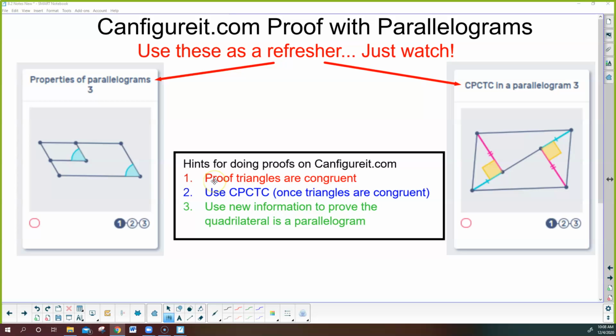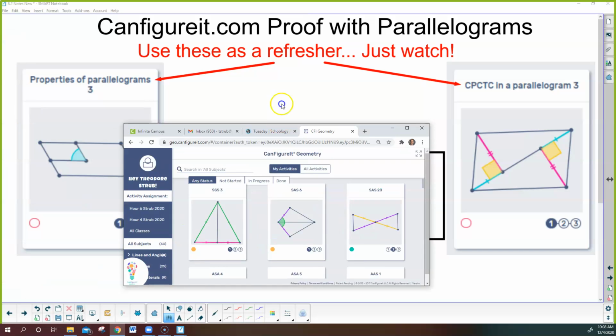So if we're doing proofs on Can Figure It, prove triangles are congruent. If you can do that, which most of the time you can, then you can use CPCTC to make anything true about those triangles that you just proved were congruent, like sides or angles. And then you can use that new CPCTC information to follow any of the proofs for parallelograms.